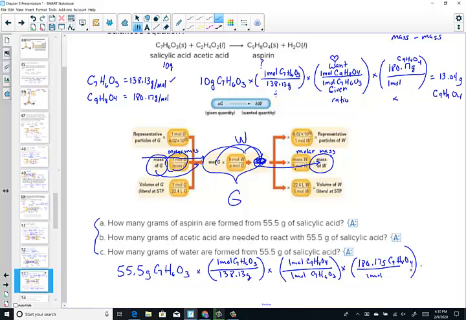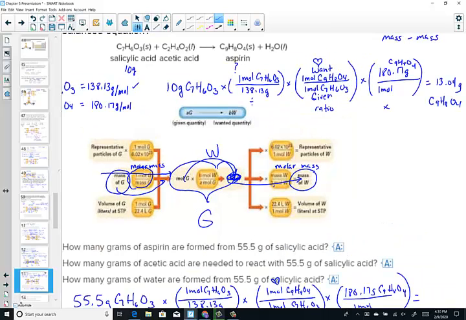And when you hit, you divided, you ratioed, you multiplied. So I'm going to hit that, see if we got a common answer. 55.5 divided by 138.13 times 1 over 1 times 180.17.